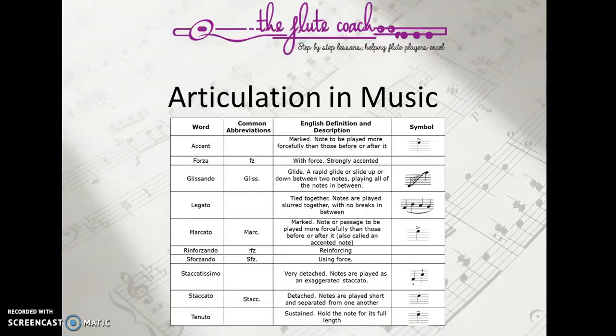Now, on the other end of the spectrum, playing the notes slurred or legato means that there's no movement of the tongue to separate the notes this time. So we blow air continuously into the flute, and it's the fingers that do all the work in moving from one note to the next. So there is no separation between the notes there.